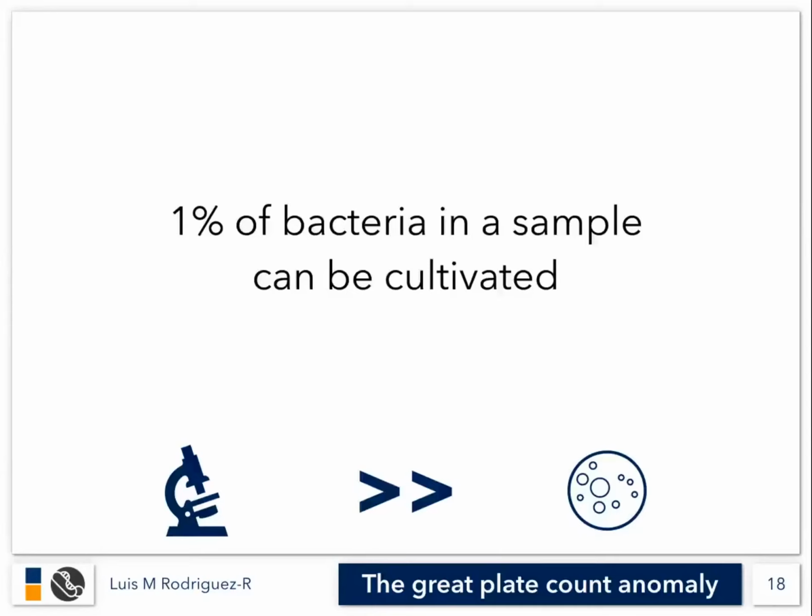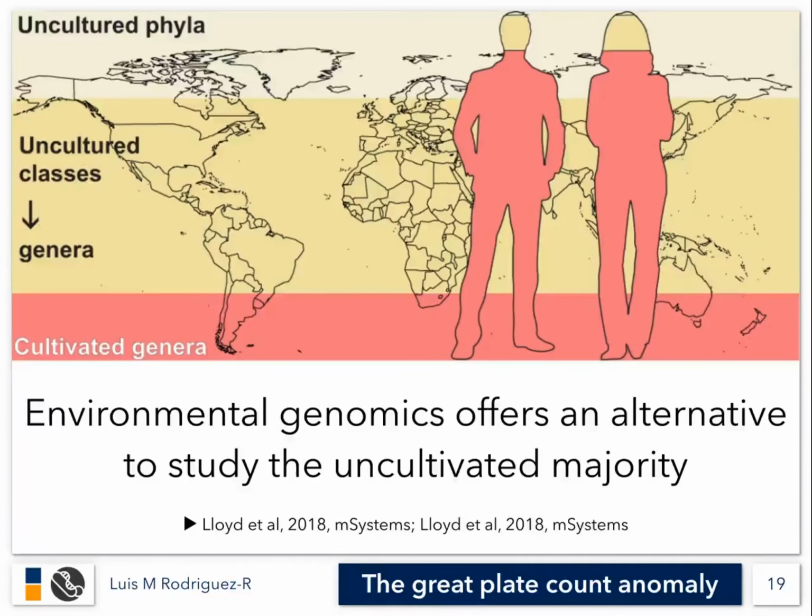And what we have seen reproducibly in many different environments is that around 1% of bacteria in a sample can be cultivated. Meaning we have about 99%, it really depends on the environment, but about 99% of organisms that we have no way of growing in the lab. We cannot cultivate them. Those are the as-yet uncultivated organisms, and it's the large majority.